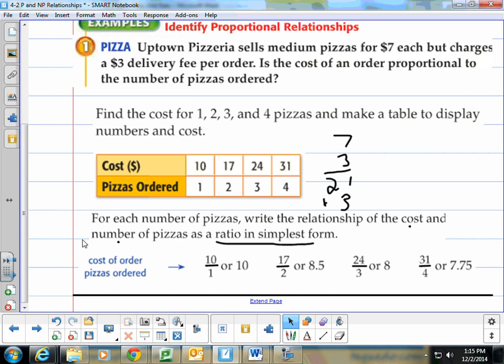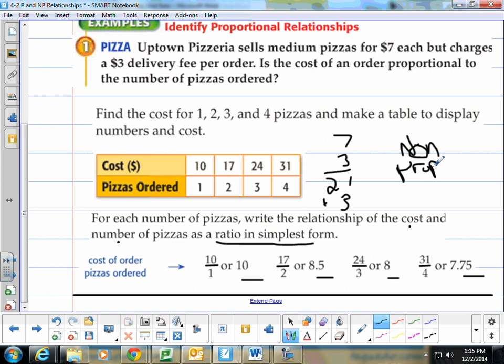So what this means, if you look in your book again, page 194, is that since the ratios of the two quantities are not the same, we go 10, 8.5, 8, 7.75, the cost of the order is not proportional to the number of pizzas ordered. If it had stayed the same, then it would be proportional. But in this case, because they are not the same simplified ratios, we are non-proportional. Woo, handwriting is so exciting.